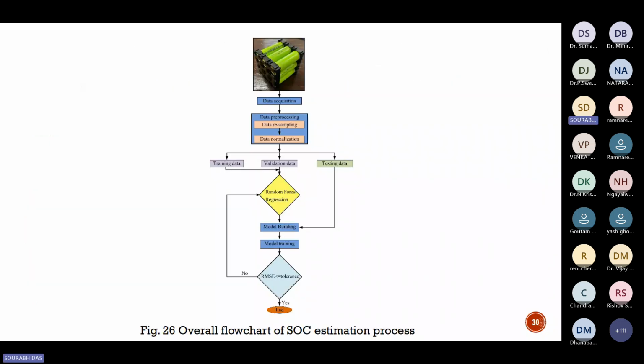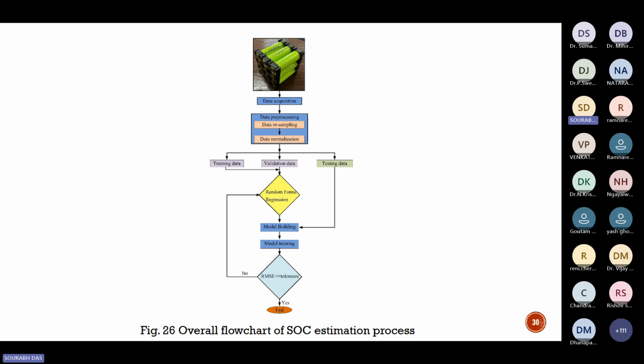So this is the flowchart for the SOC estimation process in the ESP32. First we have a battery pack. Then we do data acquisition, which collects the raw data from the sensor: terminal voltage and load current.